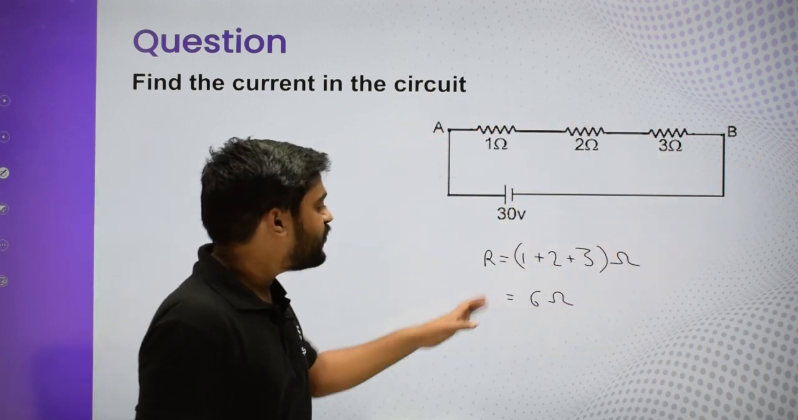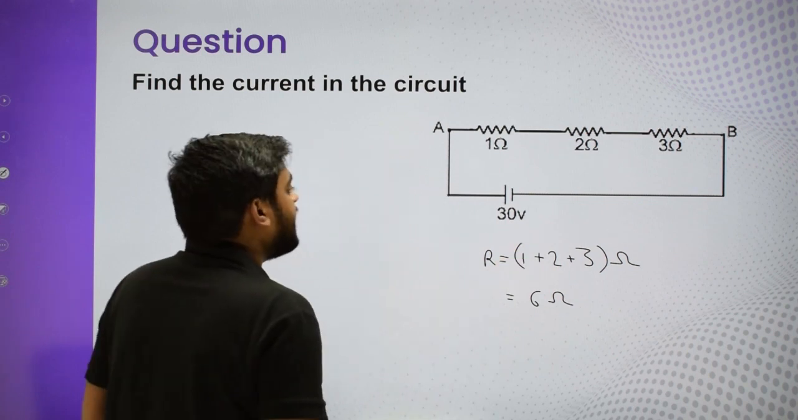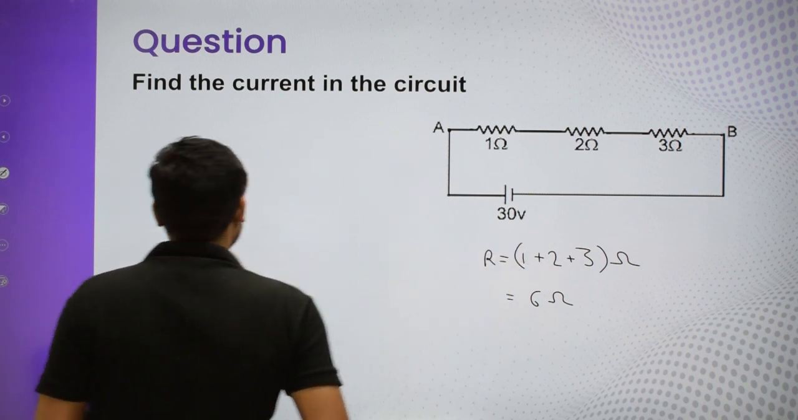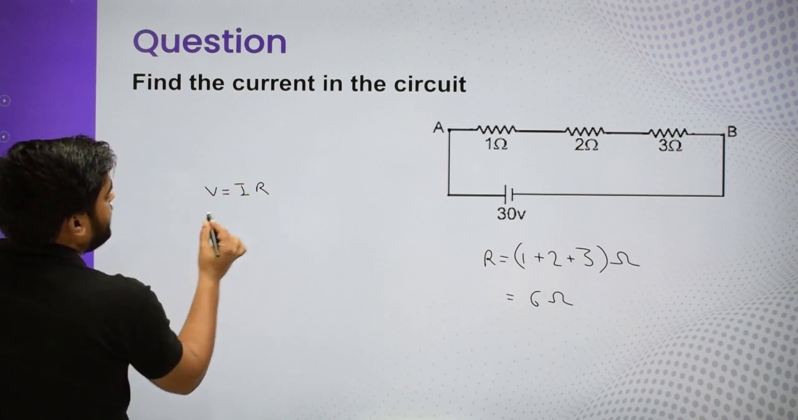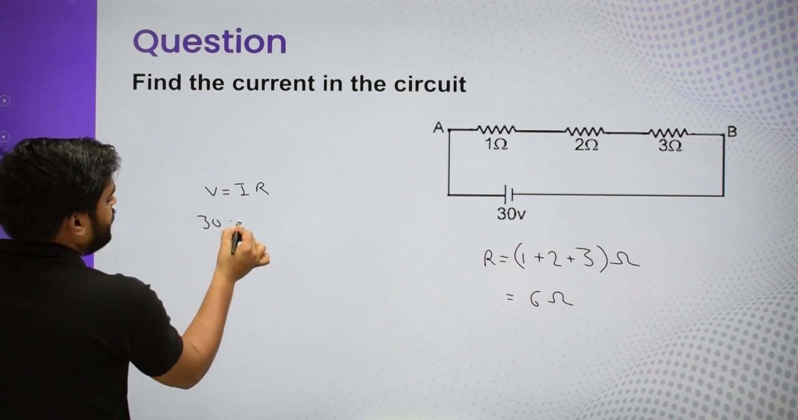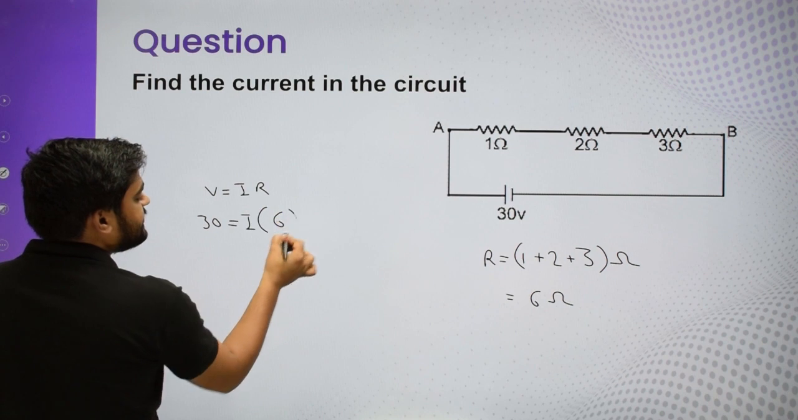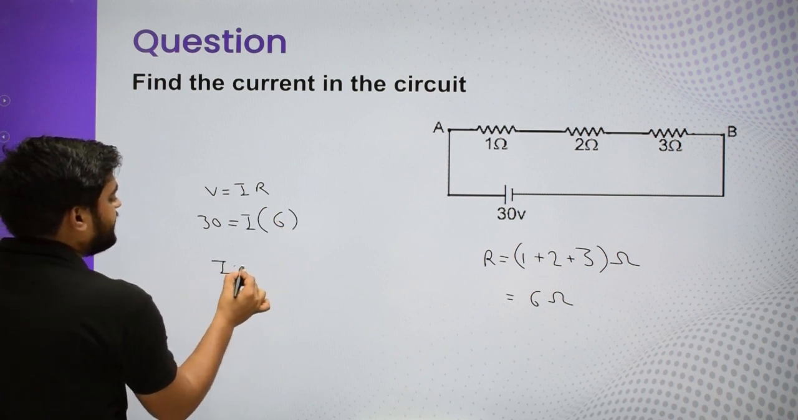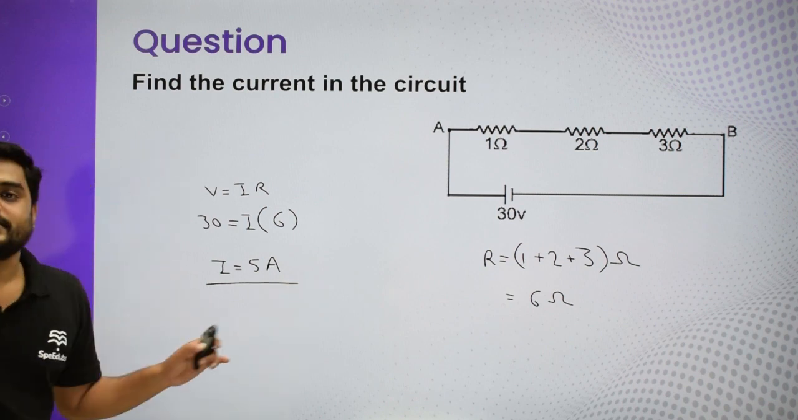Now just remove all these three and replace them with the 6 ohm resistor, and then we will say a 30 volt battery is connected. So apply Ohm's law: V is equal to I into R, where V is the voltage applied, 30 volt. I is the current we have to get, and the entire resistance is 6 ohm. So I comes to be 30 by 6, that is 5 ampere. So this is the answer.